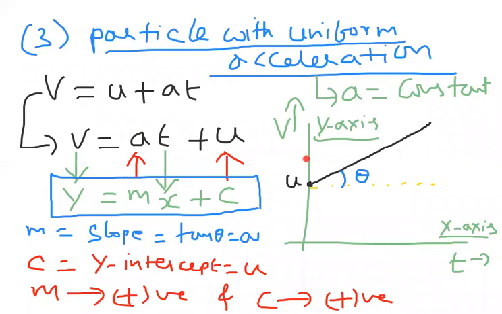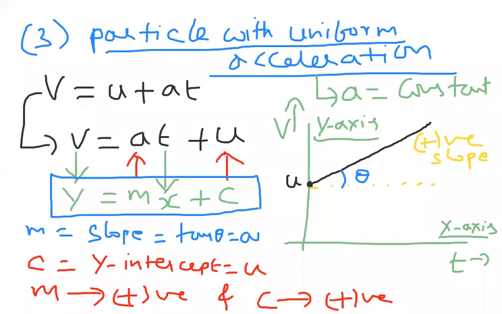Since c is a positive value, you have to start from the positive y-axis and draw the graph in this way. The slope is positive, like this. This is a positive slope. And here it is a positive y-intercept, positive slope. Now, next one.